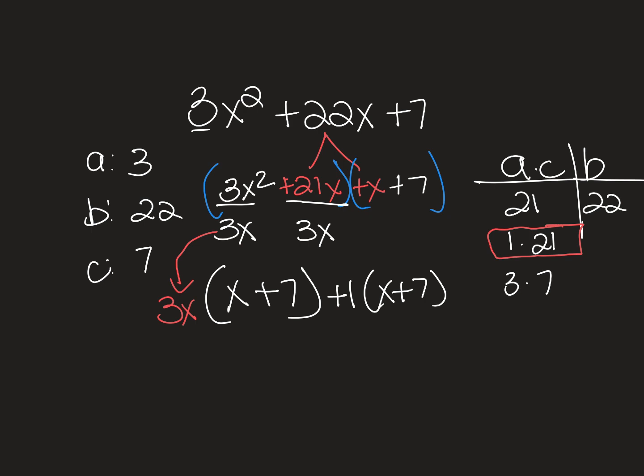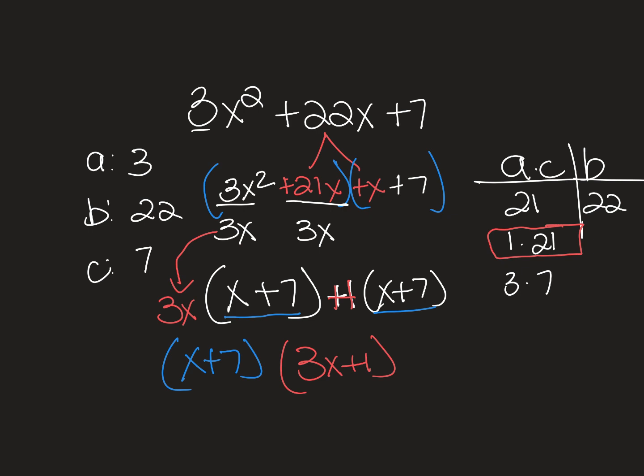Okay, look what happens. This is an easy check. Both what is left in my parentheses, are they the same? They are, so we know that is one factor. I have x plus 7. That is one of my factors. What is my other? Well, it's right here. It is what I had factored out, 3x plus 1, and that is my answer.